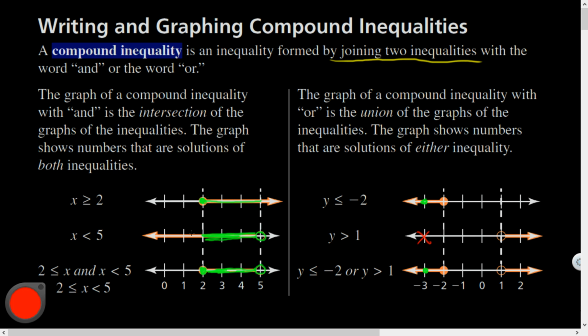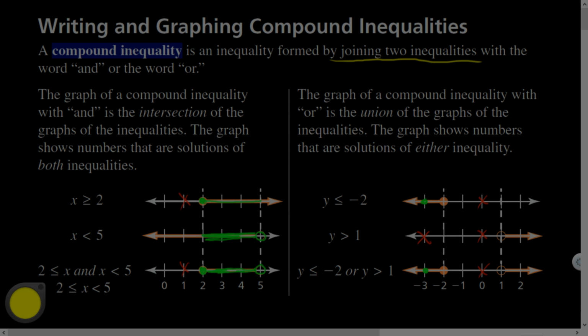Here it had to work for both, right? Here's something that worked for this one, but it didn't work for the other one, so notice it wasn't a solution of their "and" compound inequality. All right, and notice this. If I look at 0, here's 0, not a solution of that one. Here's 0, not a solution of that one. And that's why it's not a solution of them combined when I have the "or" operator. So these are two types of compound inequalities.